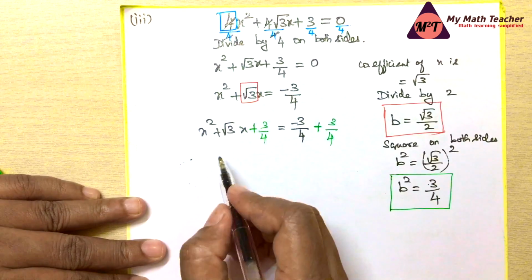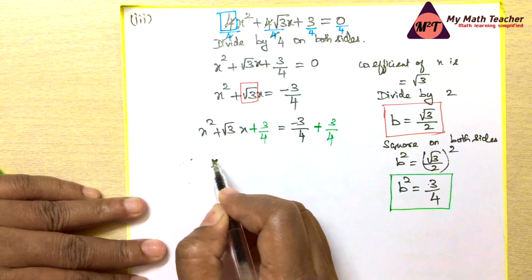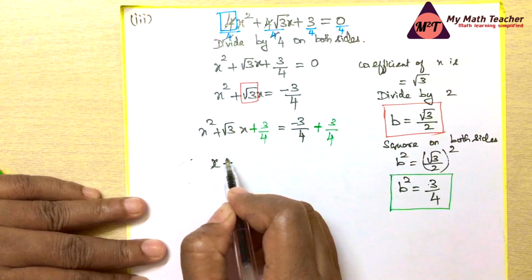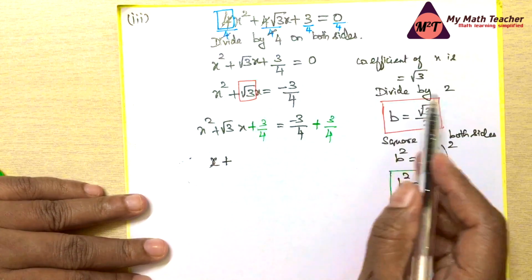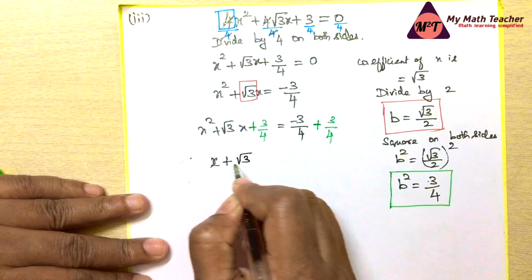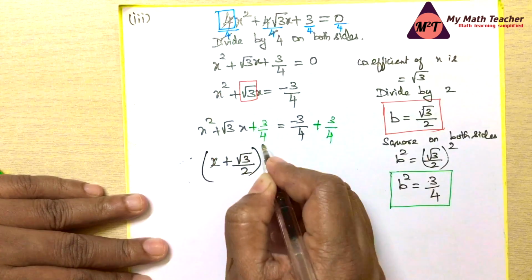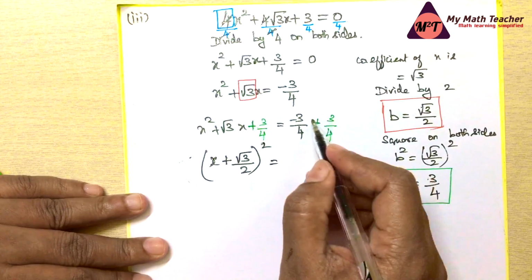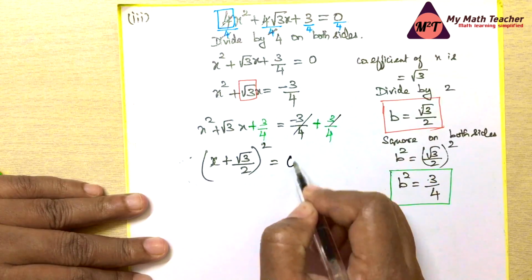What is a here? The variable. Always the variable is x. Plus b is the value which we get after dividing by 2, that is root 3 by 2, equal to minus 3 by 4 plus 3 by 4. It will be 0. When you add it, it will be 0.